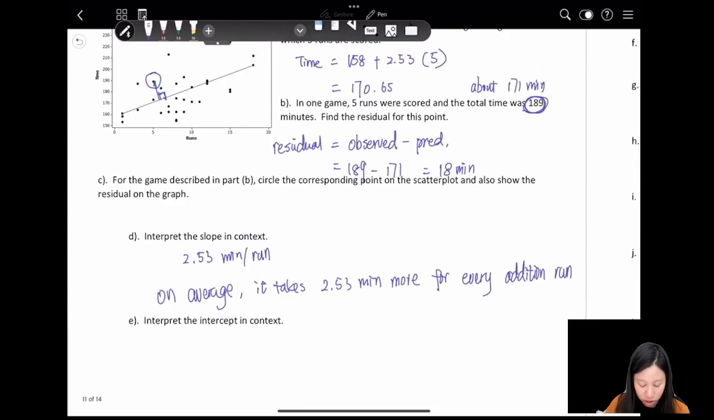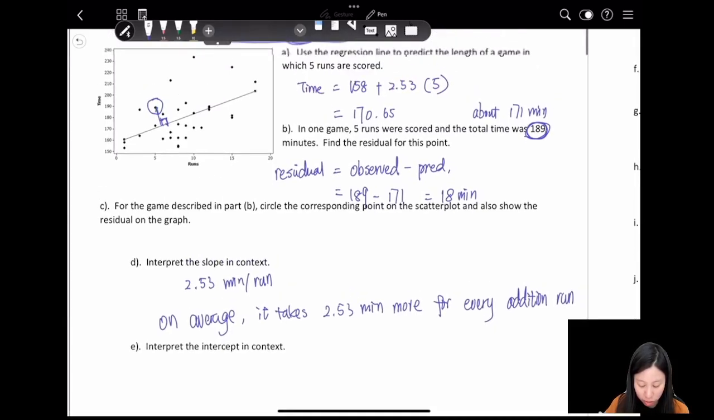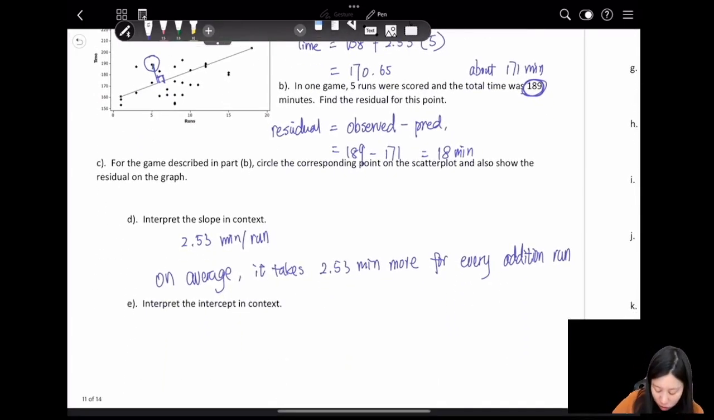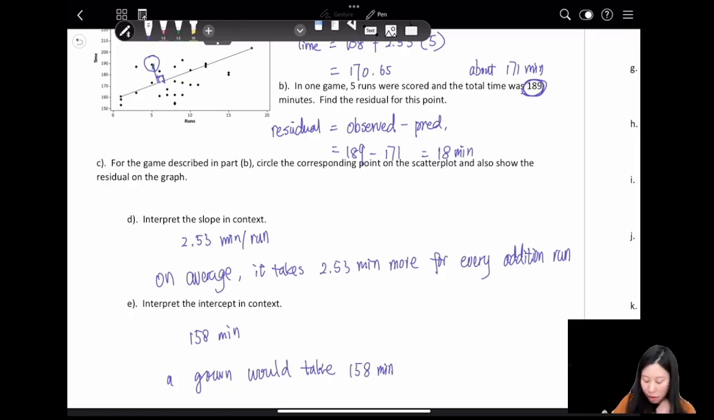Interpret the intercept in the context. So the intercept is what? In here, when the runs equals 0, the intercept would be 158. So it's 158 minutes. That means a game would take 158 minutes even without any run, at least 158 minutes. You can interpret it in this way.